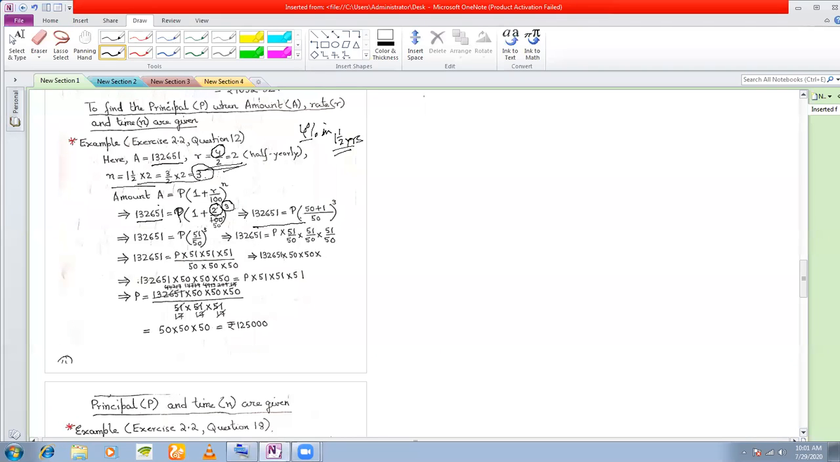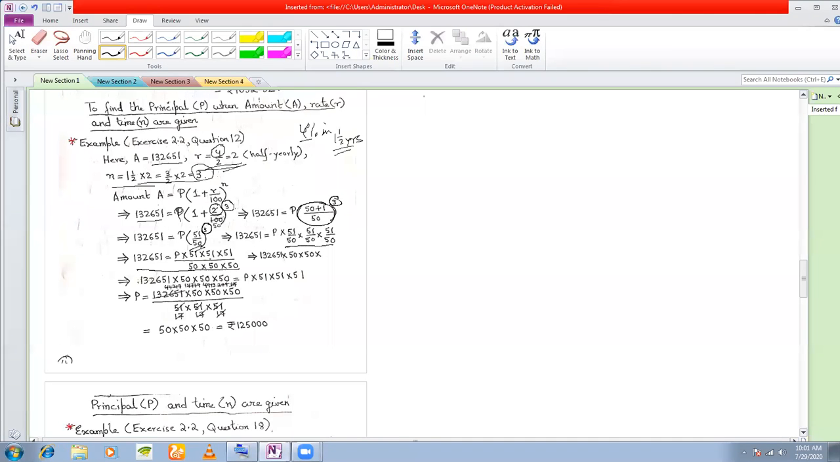Now I proceed to calculate here. I take the LCM here within the brackets, keeping the power same. Ultimately what I get is 51 by 50, which is raised to the power of 3. So that is why it has been repeated 3 times. So this is what we are going to get.